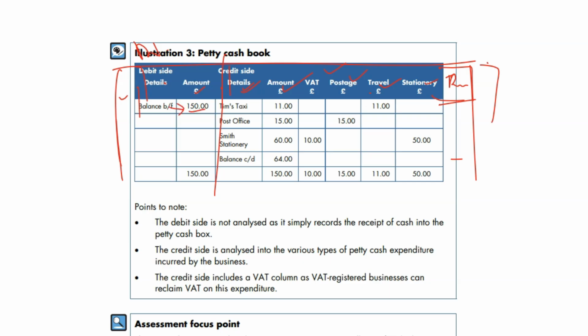Balance brought down of 150 is the money you started with. Then you keep paying for taxi, post office, stationery. It goes into the amount, meaning the total column, and it goes into the individual column as well. If there is any VAT, you need to take the VAT into account as well.